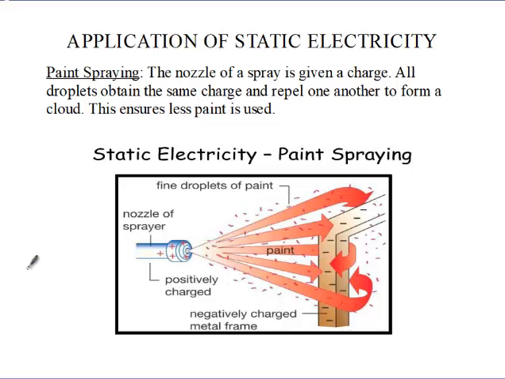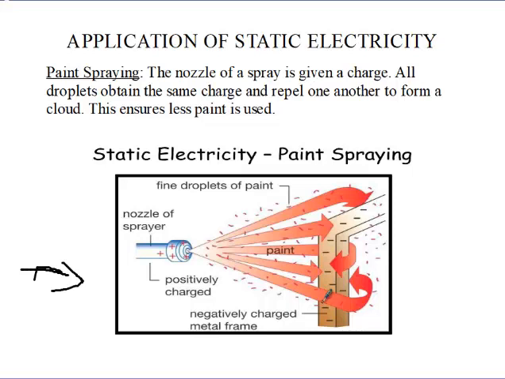If the paint particles did not have the same charges, we would only observe the paint in this manner, in a very small volume, and therefore more paint would have been used. But since they have the same charge, they repel each other, causing a large cloud of paint to be formed.